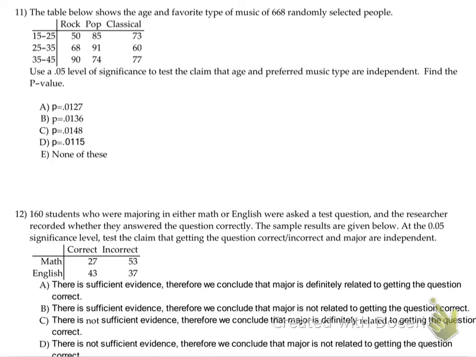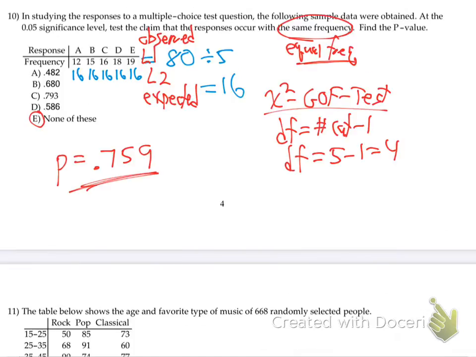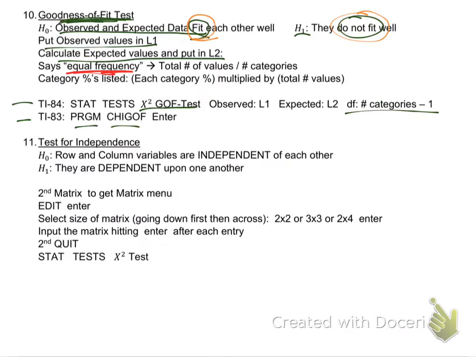Number 11, the table below shows the age and favorite type of music of 668 randomly selected people. Use a 0.05 level of significance to test the claim that age and preferred music type are independent. Yeah, so we see the word independence. We go back to our exam 4 notes, and we see test for independence. H0 is independent, H1 is dependent. And we're going to do that test.